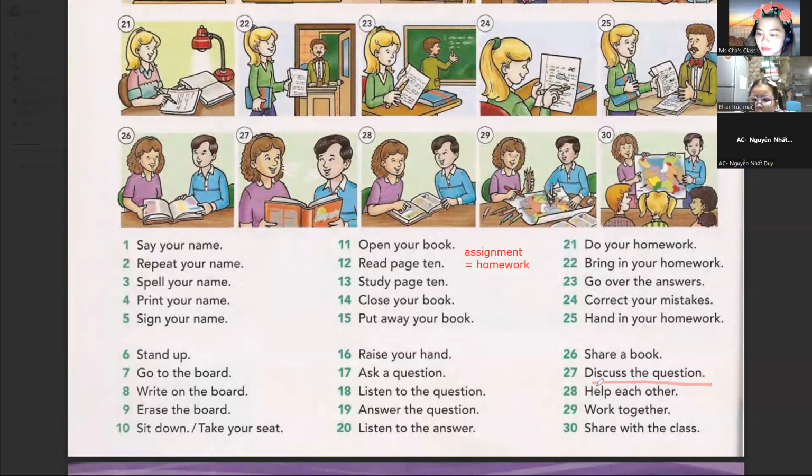27, discuss a question. When you say discuss, it's like both of you are asking one another, what do you understand about it? What is it all about?